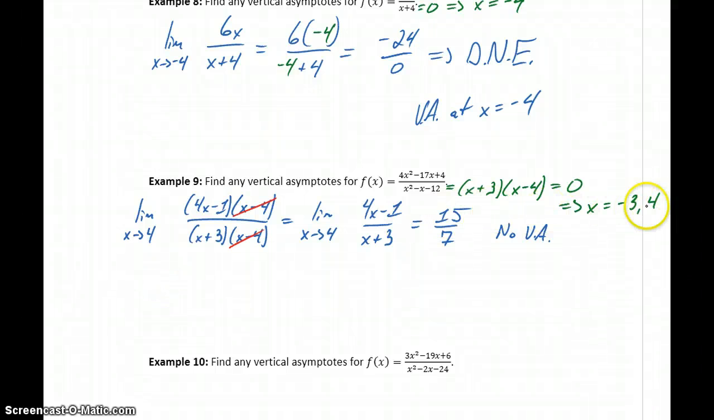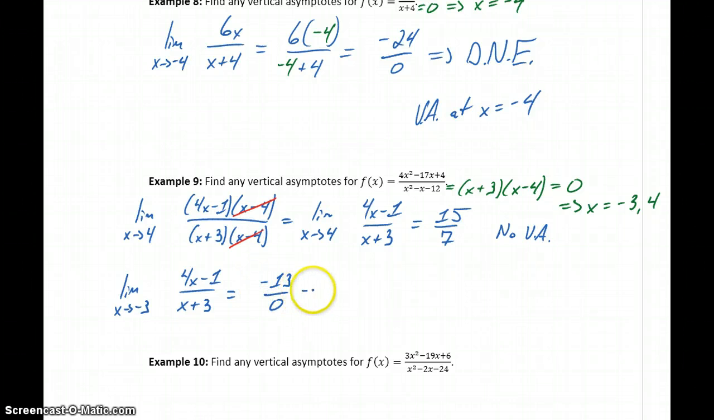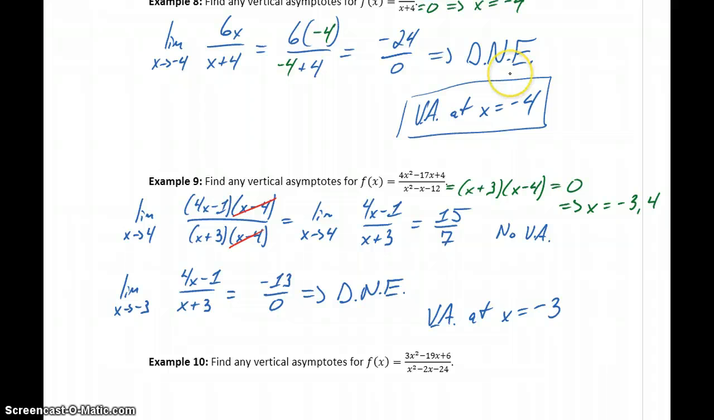Even though the function's undefined there, what we would have is just a hole in the graph or just a break. If we take the limit as x approaches negative 3 of this reduced function, 4x minus 1 over x plus 3, and try direct substitution, this will give us negative 13 over 0, which is undefined. So again, we get a limit that does not exist, which means we have a vertical asymptote at x equals negative 3. So it's possible we'll have a vertical asymptote for every value of x where the function's undefined, or in this case with example 9, only at one of those points where the function was undefined.